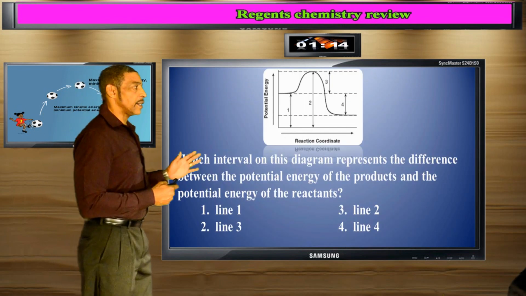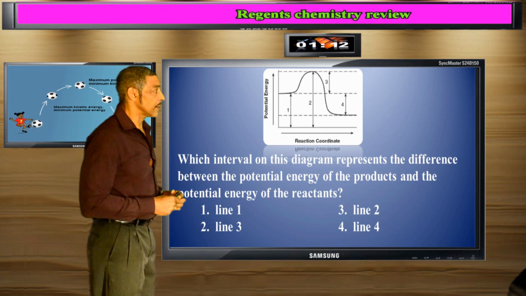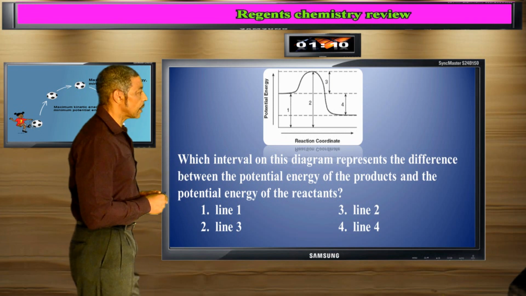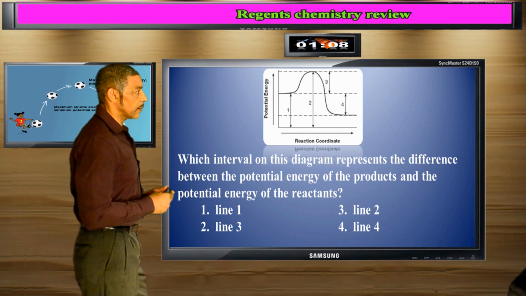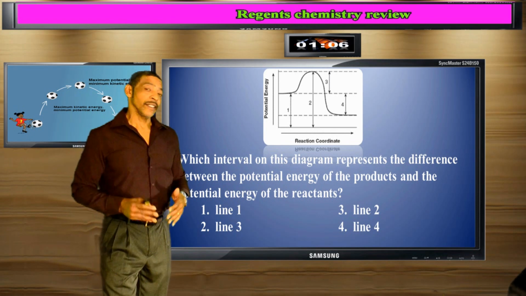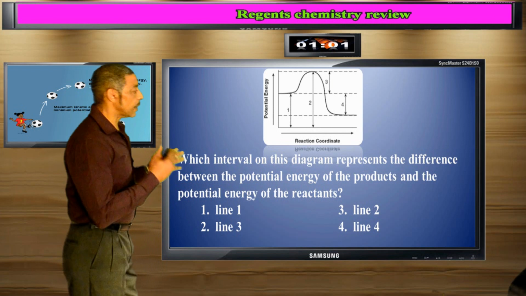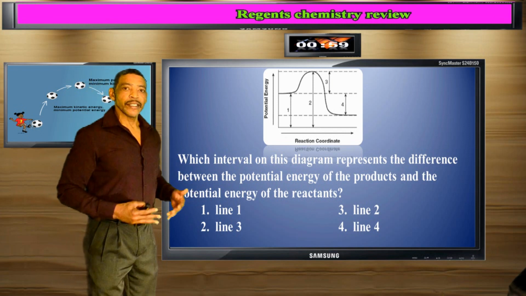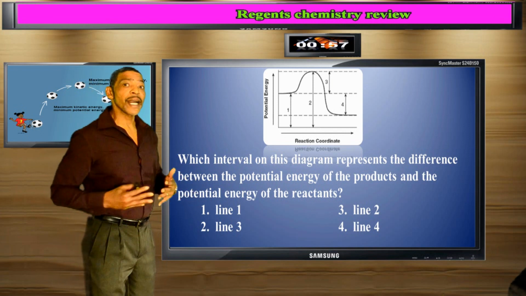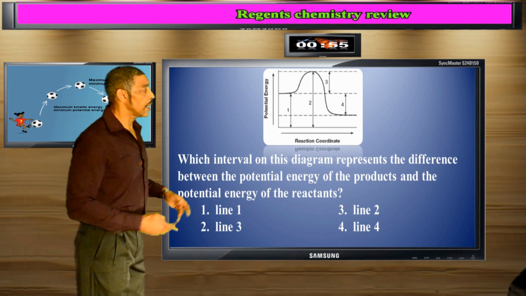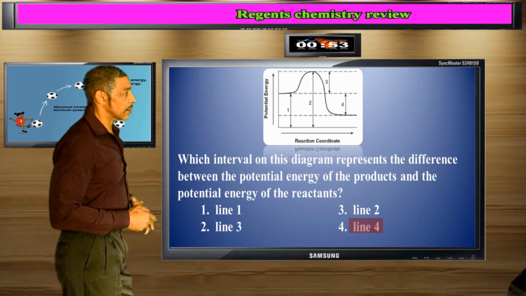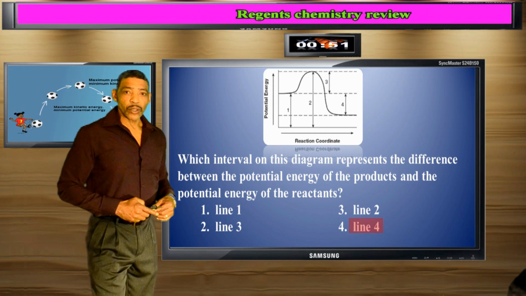Which interval in this diagram represents the difference between the potential energy of the products and the potential energy of the reactants? Okay, this is going to be delta H. For short, remember delta H as PEPPER, the potential energy of the products minus the potential energy of the reactants. And the correct answer to this question is line 4.